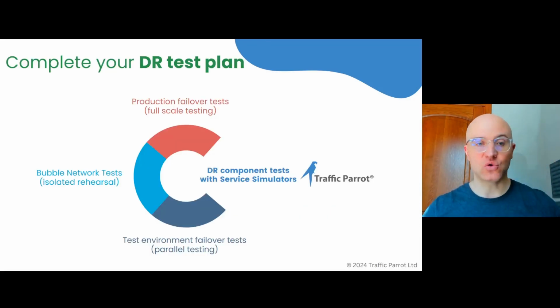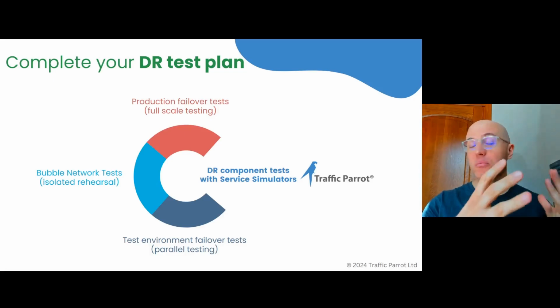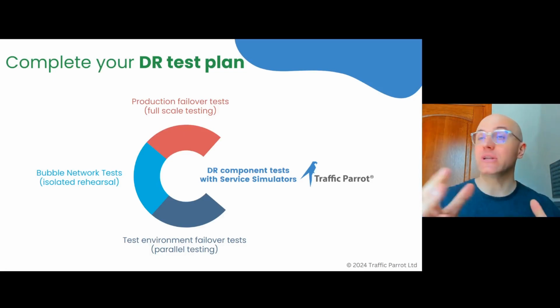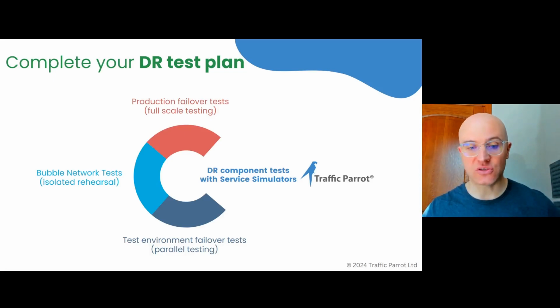Most companies, if you have a DR test plan, would probably already be doing things like production failover tests and full-scale testing. Some companies would be doing bubble network tests, so isolated rehearsals, and some might also employ test environment failover tests like parallel testing. And you can complete your DR test plan by using component DR tests, with service simulators such as Traffic Parrot.